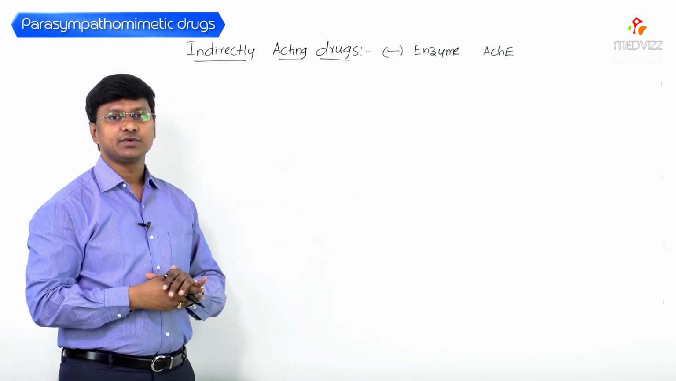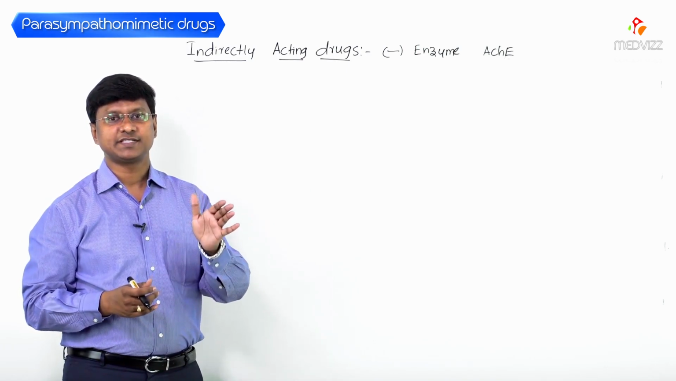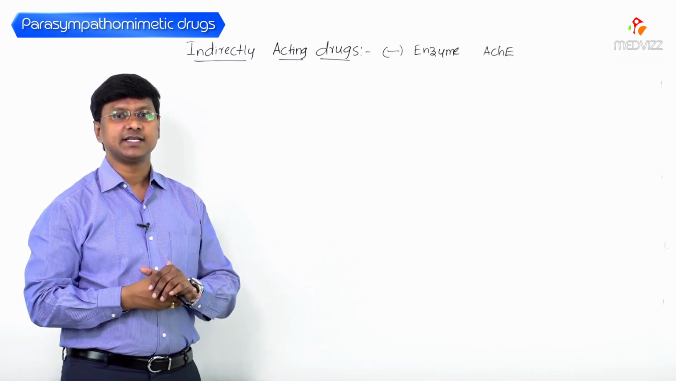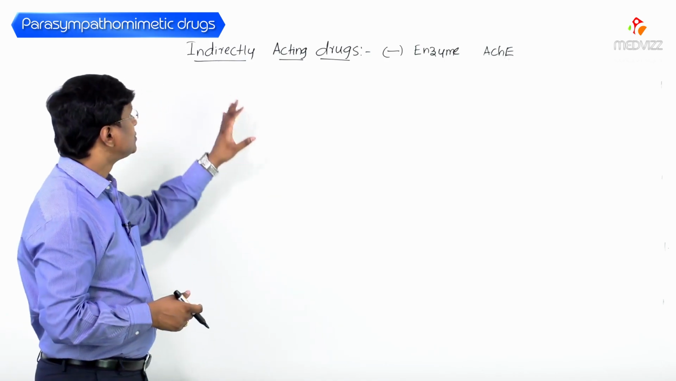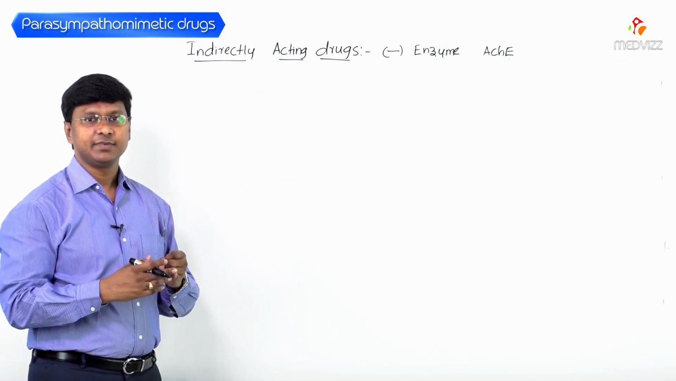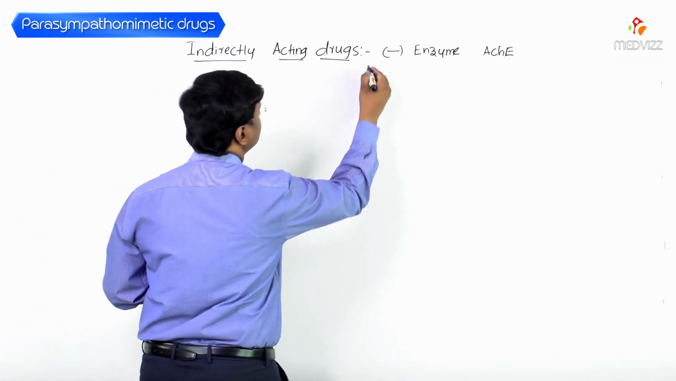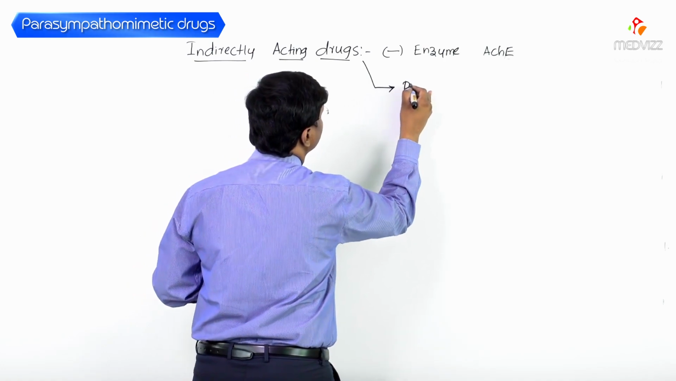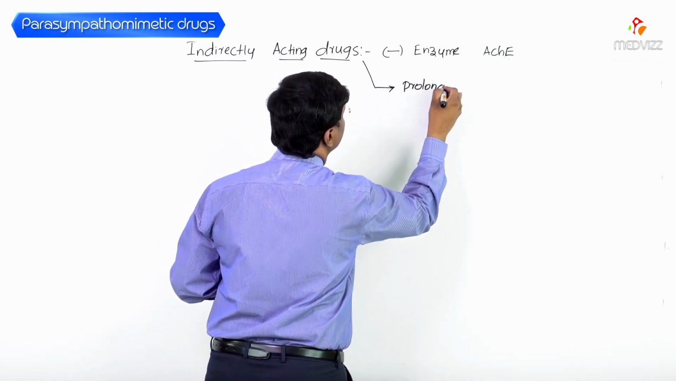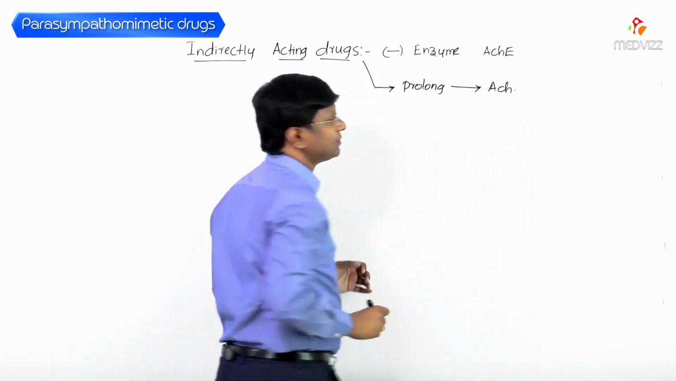Once this acetylcholine esterase is inhibited, acetylcholine will not be metabolized to choline plus acetate, and thereby the acetylcholine level increases. So these indirectly acting drugs increase the availability and prolong the action of acetylcholine.